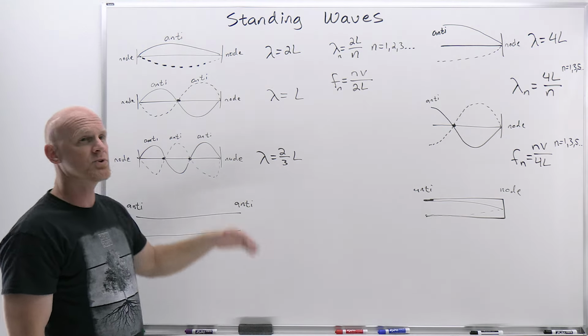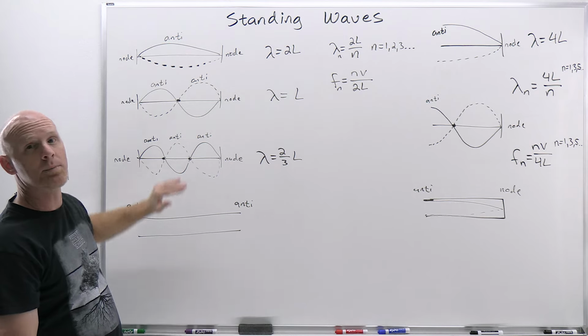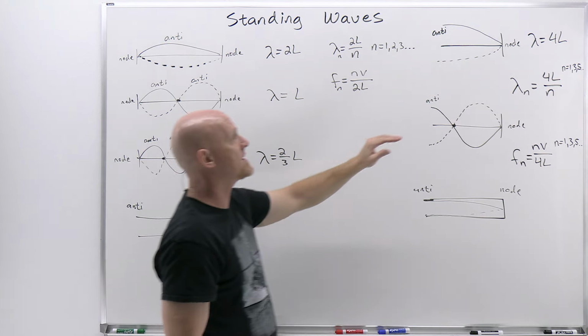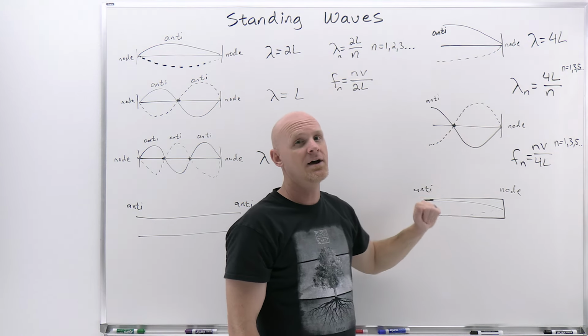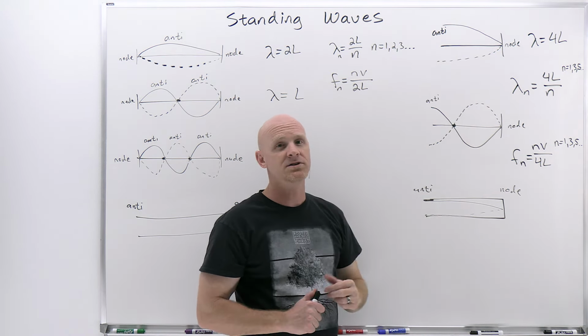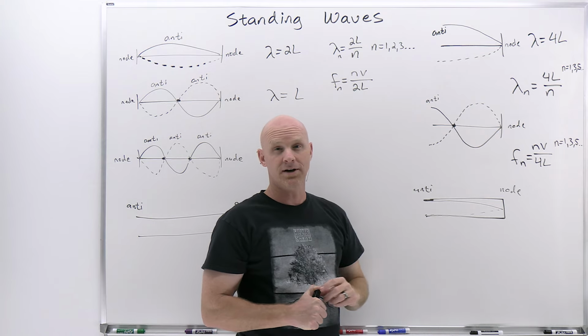And so now we know how to treat either a string that's fixed at both ends or a pipe that's open at both ends. And we know how to treat a string that's fixed at one end or a pipe that's only open at one end. And we know which set of equations to use. And I think we're ready to do some plugging and chugging.